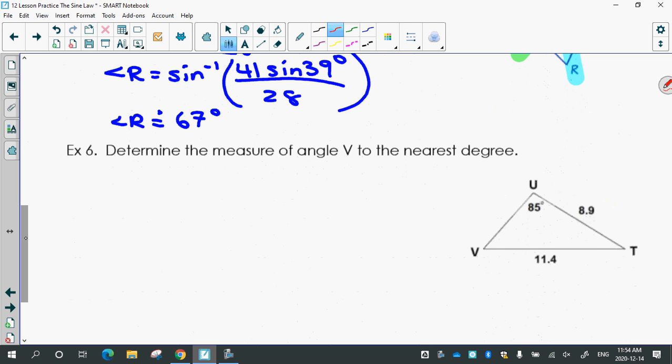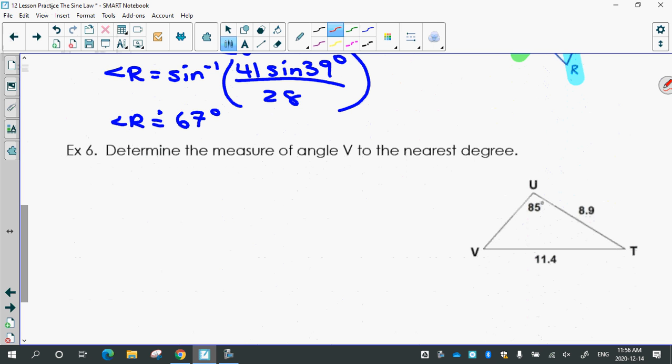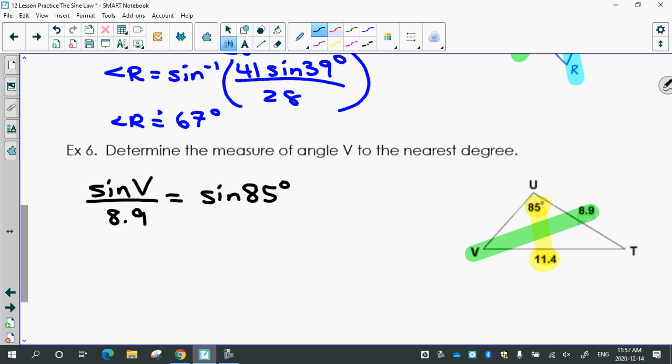And here's another one for you. So I'm going to give you guys time to just try this one on your own. I saw lots of highlighters or circling and seeing that we had a side angle pair and that we want to find angle V, and we're lucky enough that we know side little v. So I would start off with my sine V on top, because it's angle V that I want to find, over the side opposite, equals the sine of 85 degrees over 11.4.